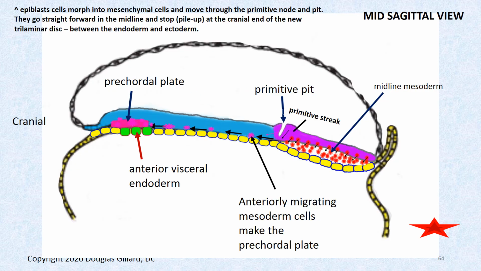So let's see what's happening here in a drawing. Here's the primitive streak. We've got the mesoderm starting to form over here. Some of these cells go right down the primitive pit, through the primitive node, and they go straight forward. And we can see these little pink ones have been piling up, and they've been pushing apart the epiblast and hypoblast. There are the AVE cells we've already created. They kind of overlap that a bit. That's our prechordal plate.